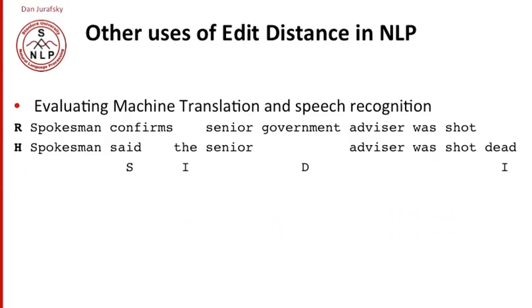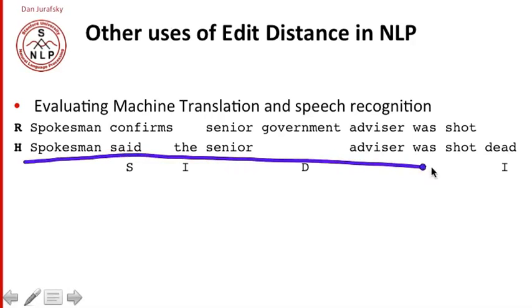Edit distance comes up all over the place. In machine translation, for example, we'd like to measure how well a machine translation system does. So let's suppose that our machine translation system represented some sentence, maybe translated from Chinese, as the spokesman said the senior advisor was shot dead. And some human expert translator said it should have been spokesman confirmed senior government advisor was shot.